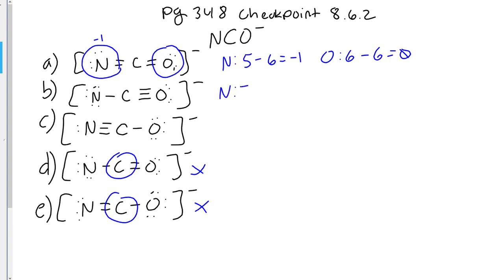Nitrogen, again starting with 5, but now how many are associated with this nitrogen? 7. So it has a formal charge of -2. Carbon is still 0. This oxygen, what would its formal charge be? -1 or +1? So 6 valence electrons. How many are currently associated with this? 7.